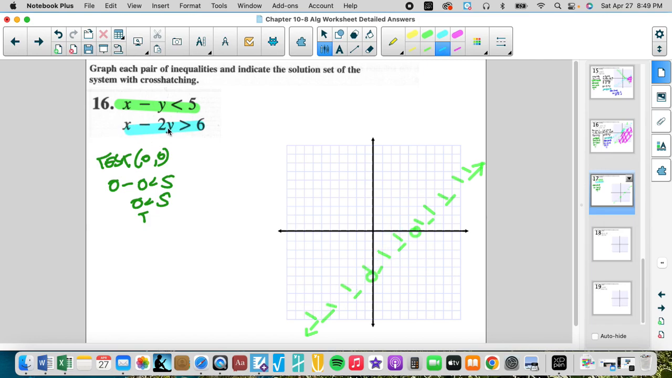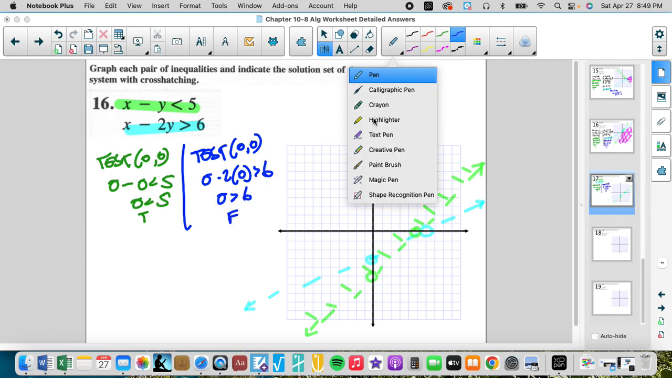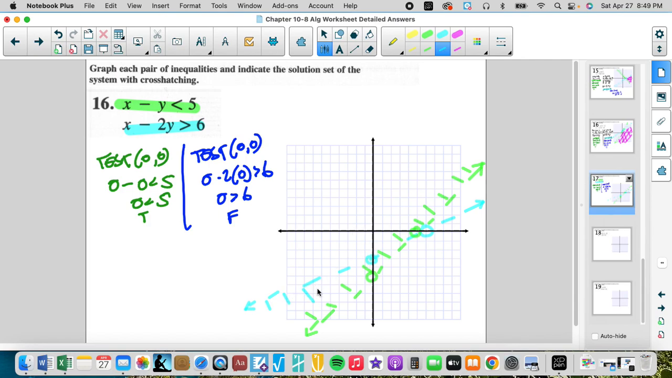Now we're going to use the standard form. We're going to find our x-intercept is 6, also open, right next to 5. My y-intercept is going to be negative 3. 1, 2, 3, negative 3. Now we come through this area here. Let's test 0, 0: 0 minus 2 times 0 greater than 6 is 0 greater than 6. That's false, so we're going to shade away. So in here.